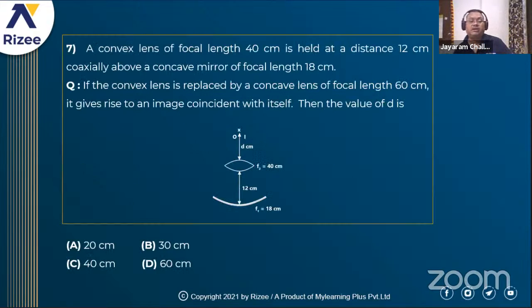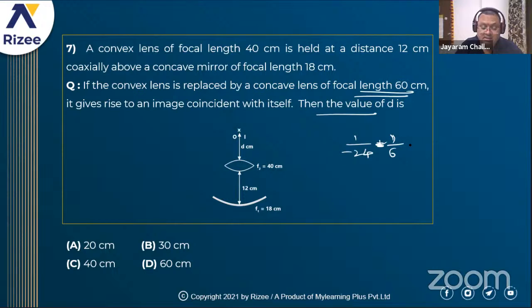Seventh question is a continuation of the above question. Now he is asking, if the focal length is going to be 60 centimeters, what is the value of D? Same relationship, that is 1 by 24 minus 1 by D is equal to 1 by 60. So now the focal length is being changed to 60 centimeters. Then what is going to be the value of D?